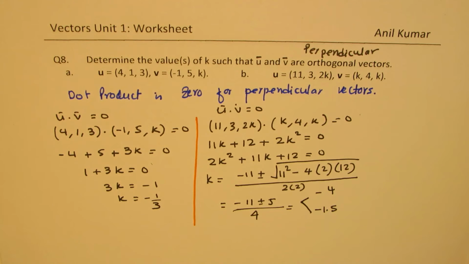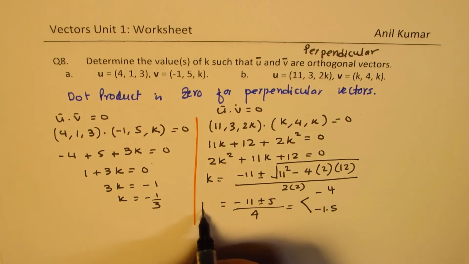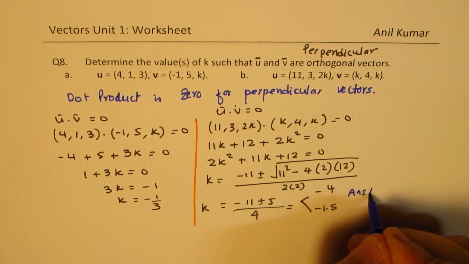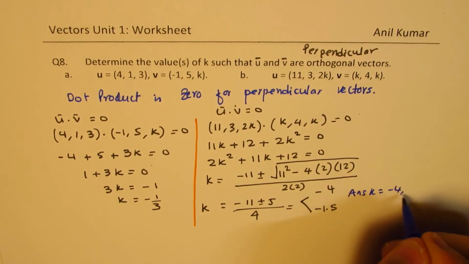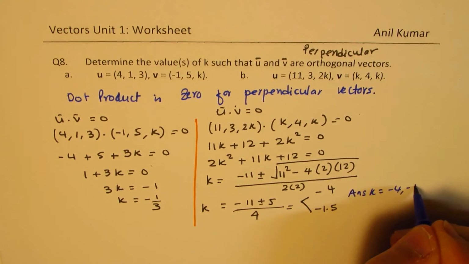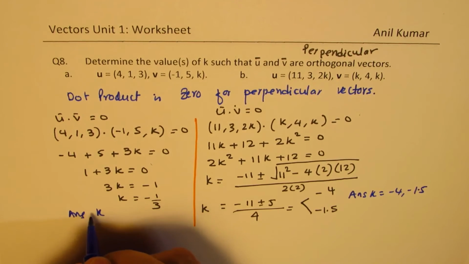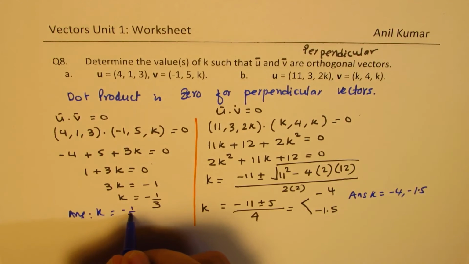Both are negative. So in this case, k has two values, which is -4 and -1.5. Is that clear to you? Right. So we have our answer, that is k equals -4 or -1.5. And here we have k equals -1/3.